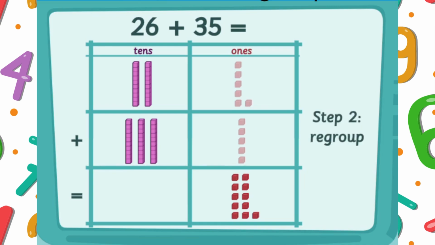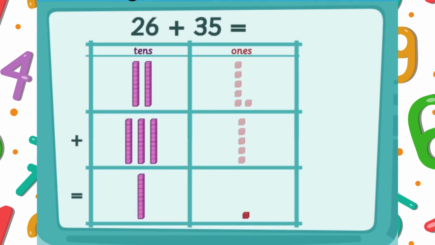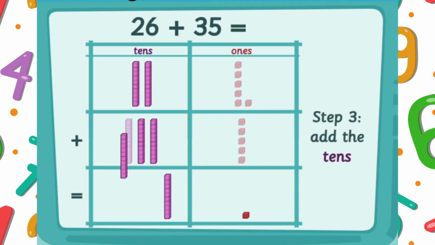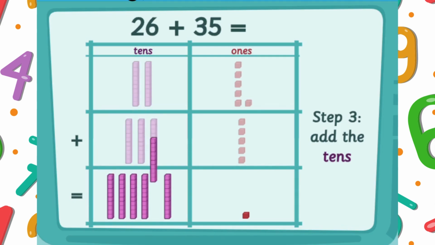Then, Sten regroups. 10 ones are the same as 1 ten. Finally, Sten adds the tens. 1, 2, 3, 4, 5 and the exchanged 1 equals 6. There are 6 tens and 1. 26 add 35 equals 61.